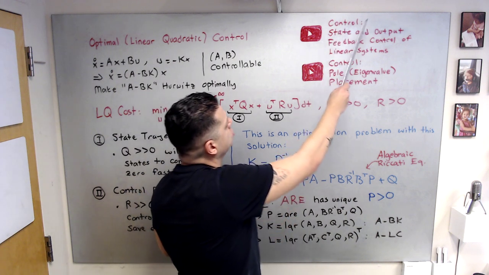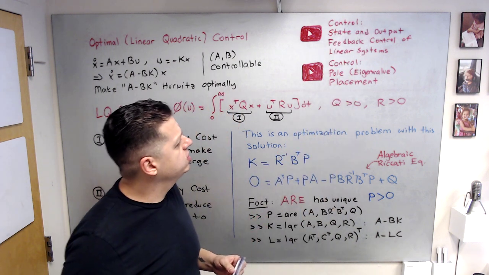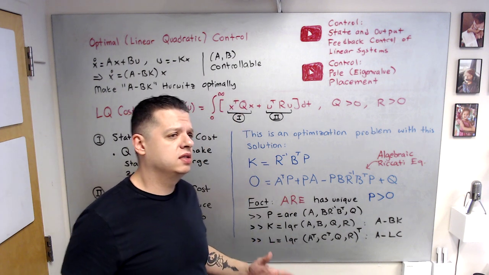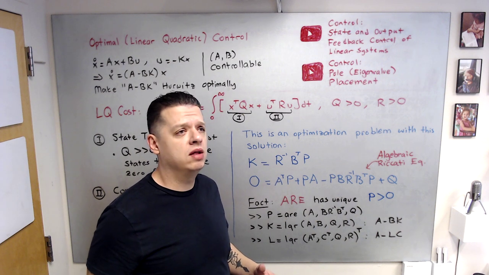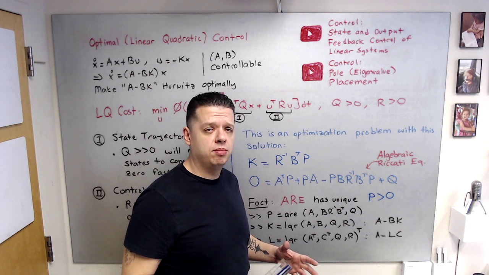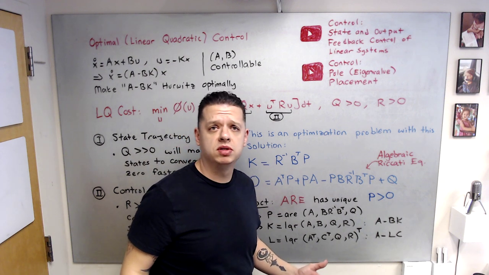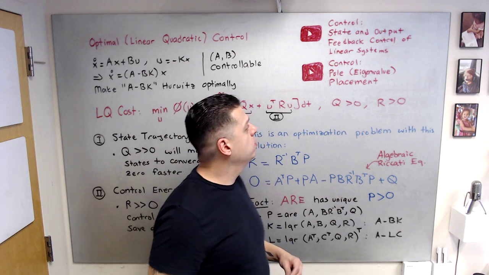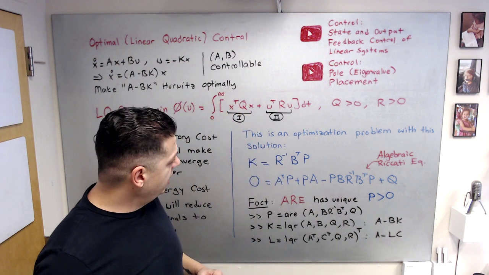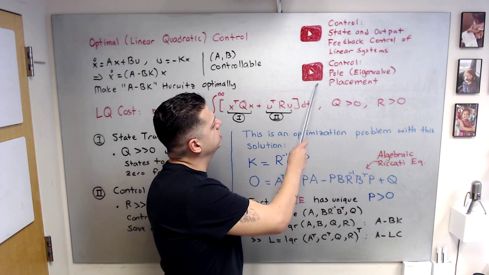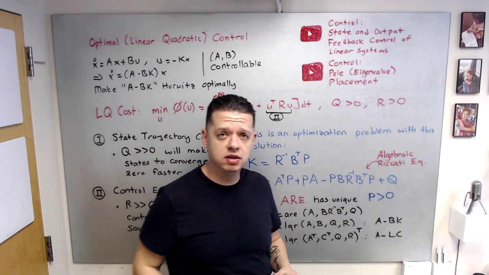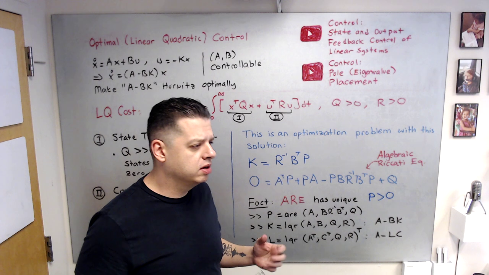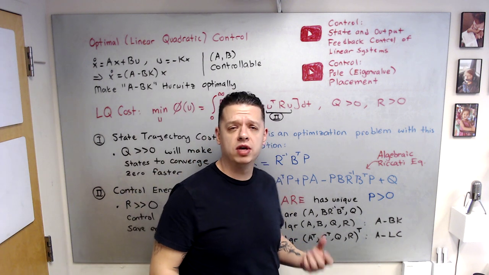Basically, in the first video, control, state and output feedback control of linear systems, I discussed, for stabilization and command following, I provided state feedback and output feedback controllers, and one of the requirements is making some portion of the system Hurwitz, A minus BK or A minus LC for the estimation problem. To make it Hurwitz, then I posted this video, control pole eigenvalue placement, and it basically uses the pole placement method to determine your gain matrix K.